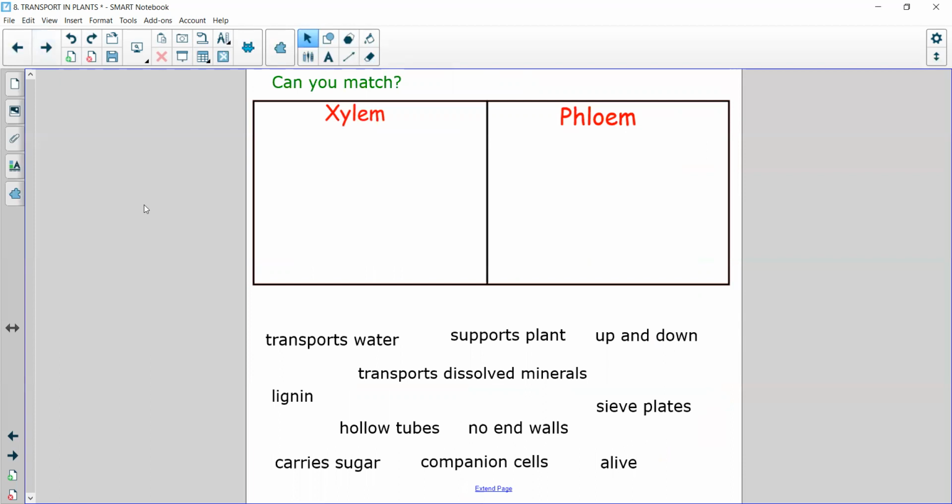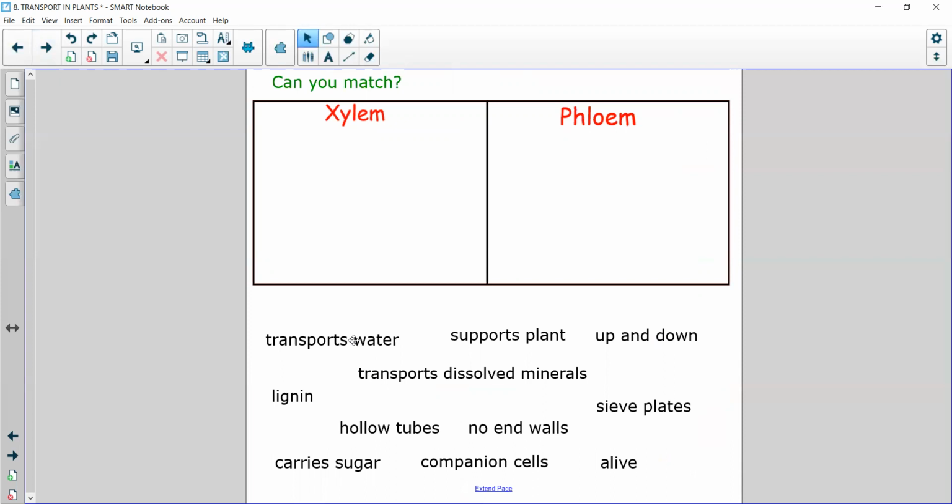So a little task for you. You can pause the video if you want to try this. If we just set up two boxes, xylem and phloem, and there are a whole lot of different features, and you have to try and put them into the correct box. So feel free to pause the video. Once you've given it a go, unpause and we'll look at the answers.